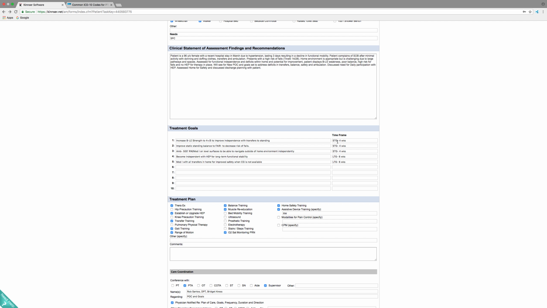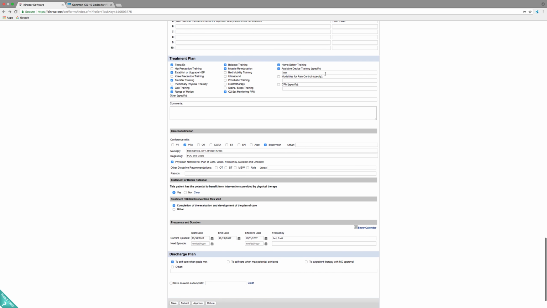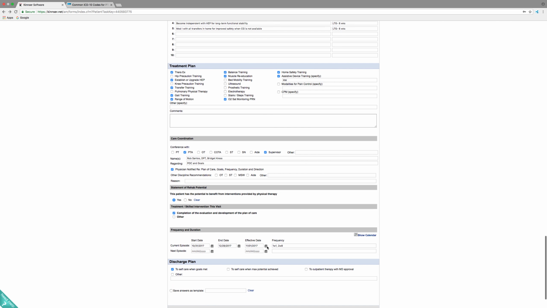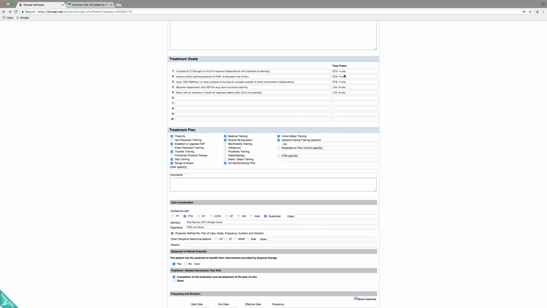So these could actually be 2 weeks, 2 weeks, 2 weeks, 4 weeks, and 4 weeks. In this situation, you want this time frame to add up to this frequency. So, this is just an example, but this is actually done incorrectly. I've got a frequency here of 1 week 1, 2 week 8, and I only have goals actually going out 6 weeks.